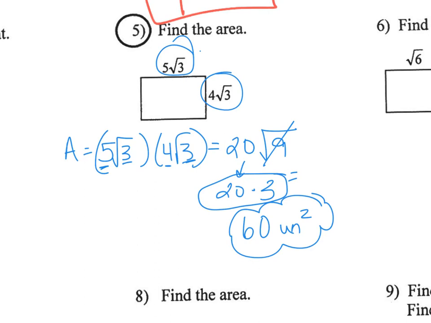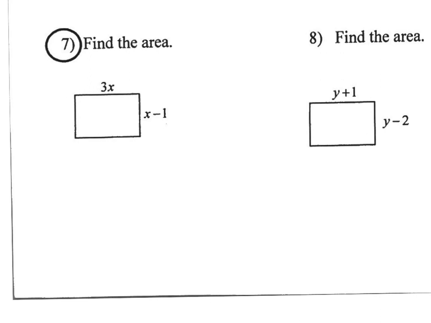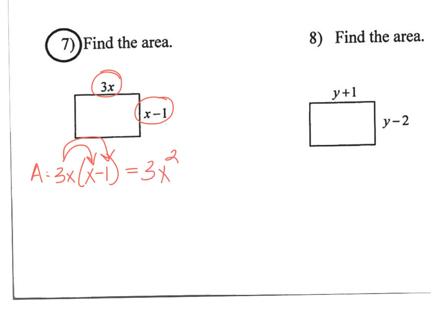Let's go down to number 7. Number 7, it is a rectangle as well. We are going to do base times height. So the area is 3x times x minus 1. How do I multiply this? I need to distribute the 3x. 3x times x is 3x squared. 3x times negative 1 is minus 3x.